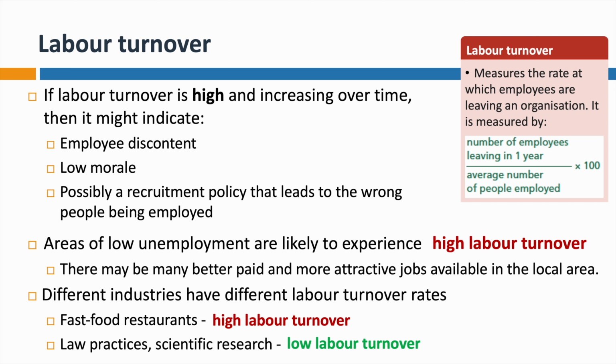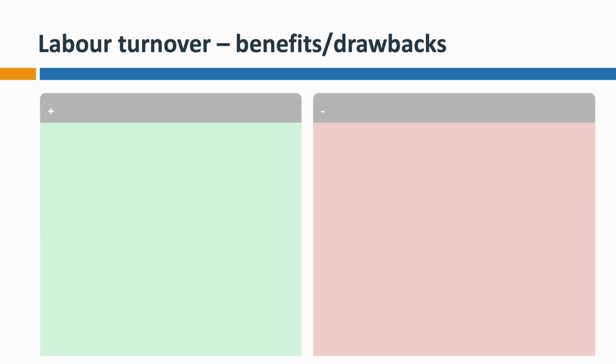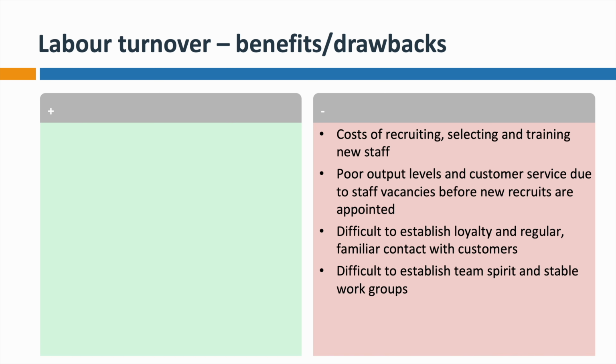So labor turnover is one indicator, and note down in your notes how we calculate it, and how we should look at it. Note down what it indicates about the business. There are obviously benefits and drawbacks to reading this indicator. First of all, labor turnover shows us the cost of recruiting, selecting, and training new staff. If we have higher labor turnover, then the cost will be higher.